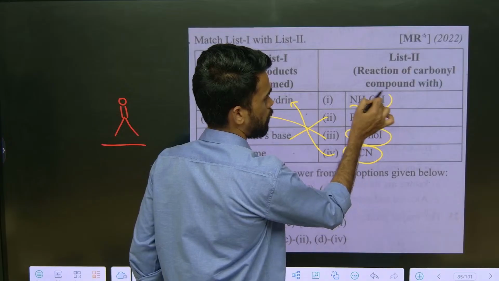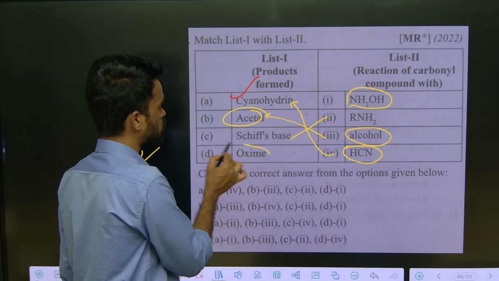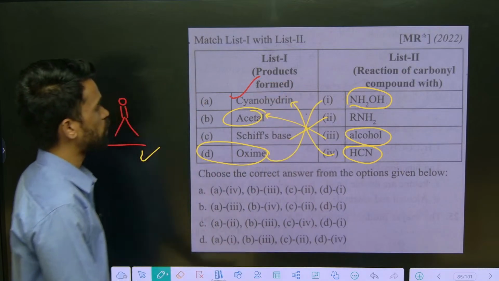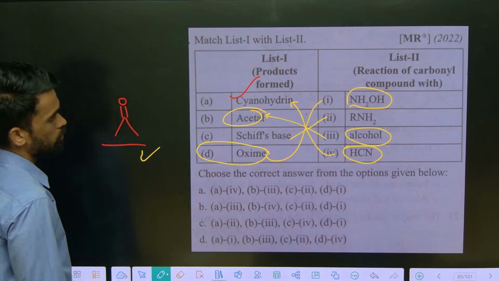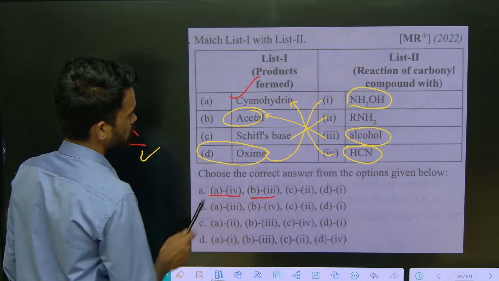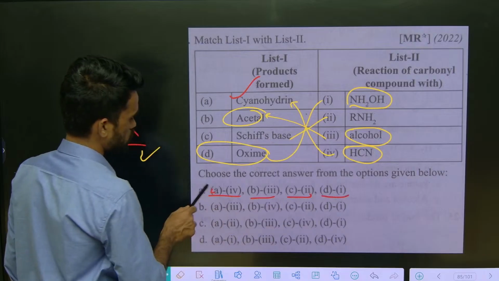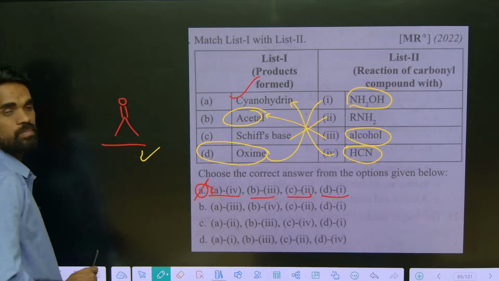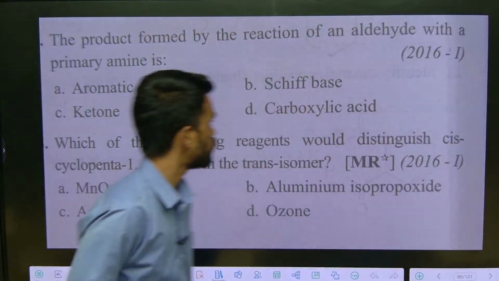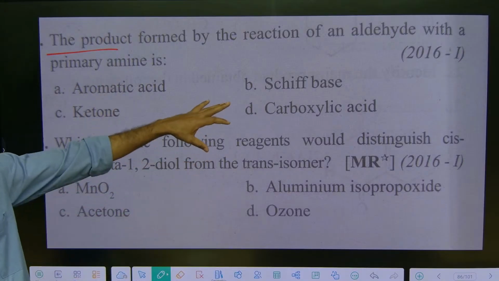When you add hydroxylamine to ketones or aldehydes, you are going to get oximes, D1. So where do we have such options? A4, B3, C2, D1. So option A is your perfect answer for the question. This is how you need to match list 1 and list 2. It's important.